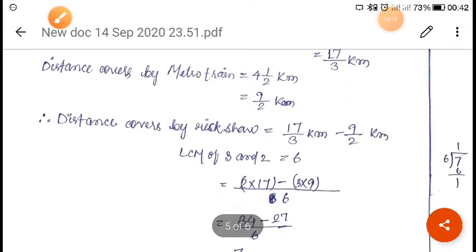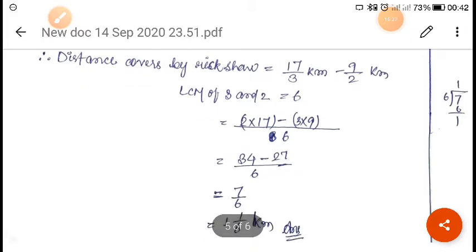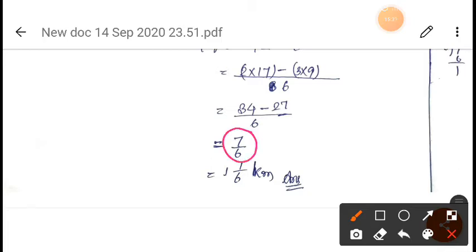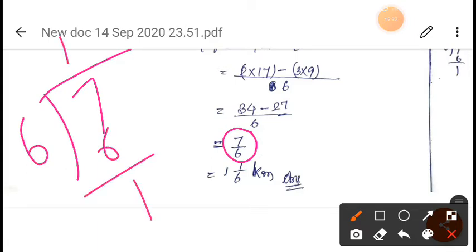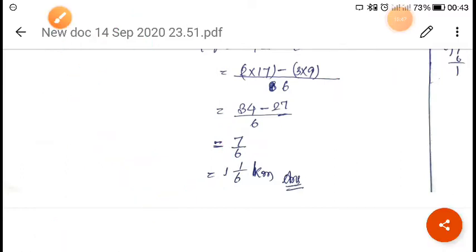As you can see here, the denominators are not the same, so we have to find the LCM, and after that the process is the same. We will get here 7 by 6. When you divide 7 by 6, 6 ones are 6, you will get 1. This one will be 1, this one will be 2, this one will be 3. So we write 1 1 by 6 kilometer. I hope you have understood this, right?